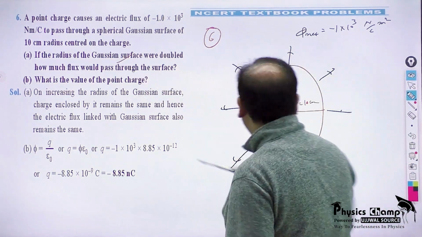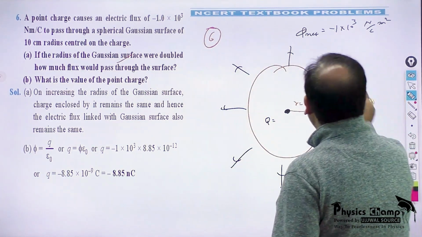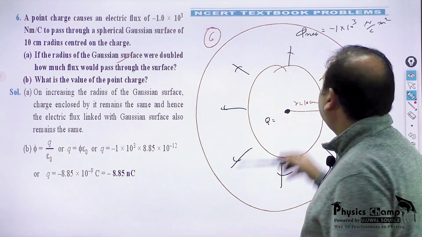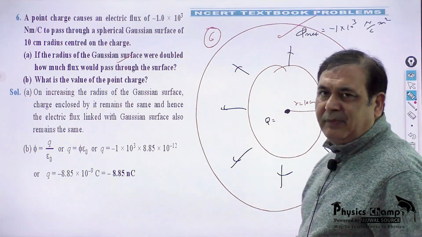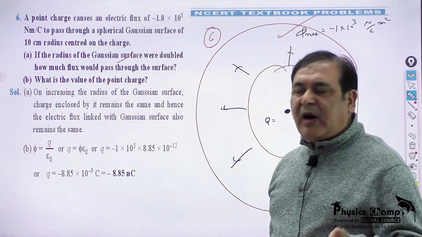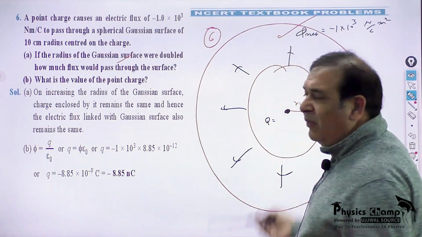Question is, what will happen if the radius of the Gaussian surface was doubled? So in the first part we are told, if the radius of the Gaussian surface was doubled, what will happen to net flux? Net flux will remain same, because net flux is what? Charge inside by epsilon naught. When the charge inside has not changed, how will the flux change?